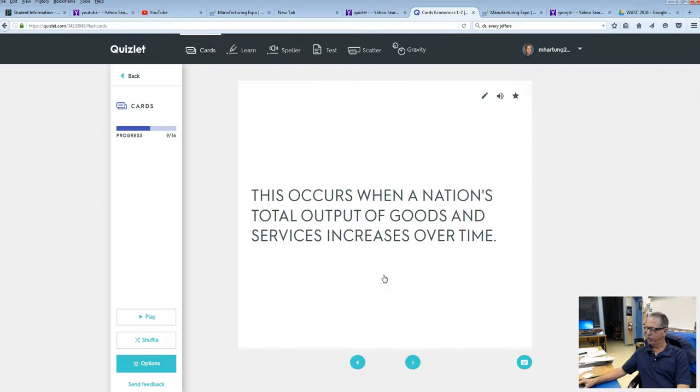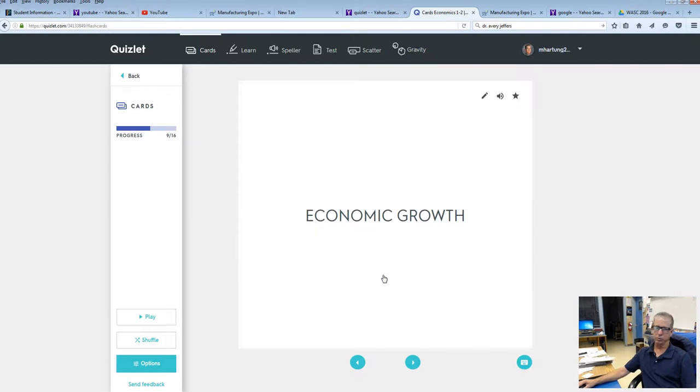This occurs when a nation's total output of goods and services increases over time. Now, this is necessary in order to sustain the economy, to provide more jobs for the population, and so that is referring to economic growth, an expanding economy. More people with more money and spending that money at an increasing rate.